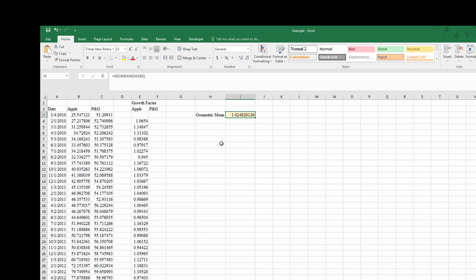Okay, so there's our measure of center. The next thing that we would pull up, or the next video that I will give, is using Excel to get a measure of dispersion, which is range, interquartile range, variance, standard deviation.